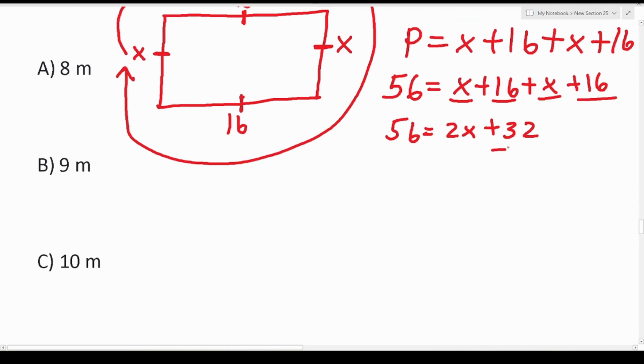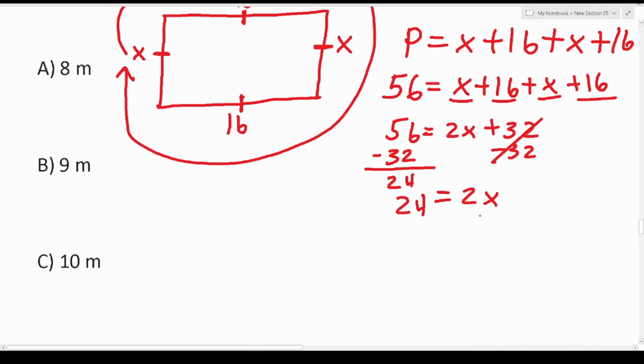So the very first thing I'm going to do is subtract 32 from both sides. This crosses out here, leaving you with 2x over there. And I'm going to work this out the long way. 6 minus 2 is 4. 5 minus 3 is 2. So this is 2x equals 24.